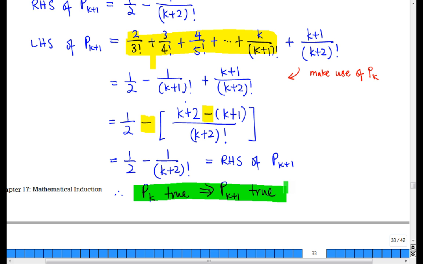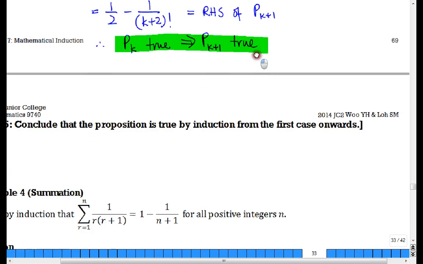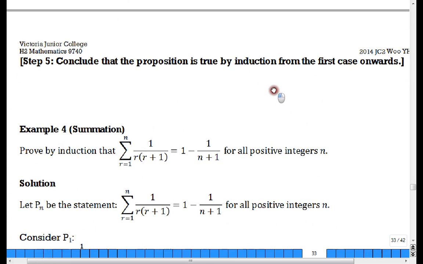Because I have not shown that the k plus 1 domino has fallen. I'm just saying that if the k domino has fallen, the next domino will fall. That's all. Yes? Okay. Last step. Conclusion. Conclude the proposition is true by induction from the first case onwards.